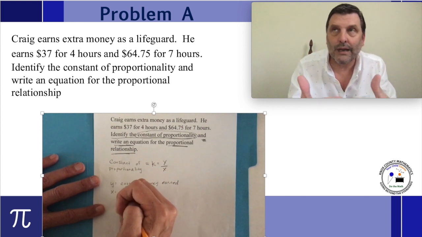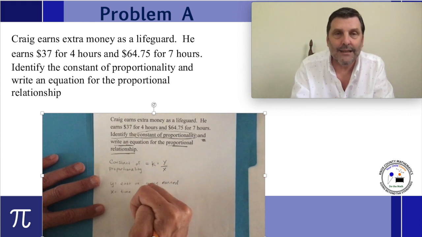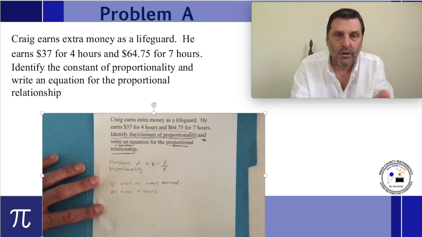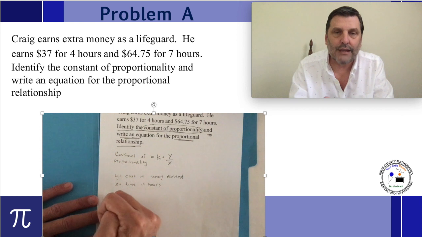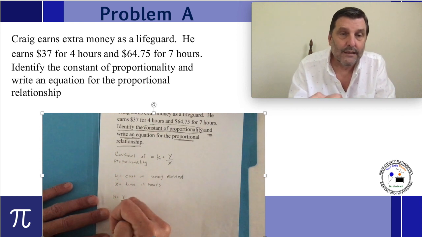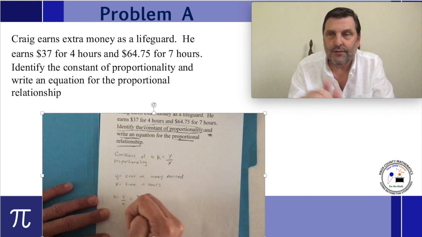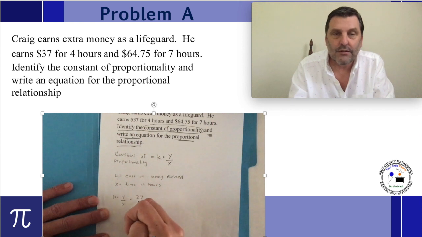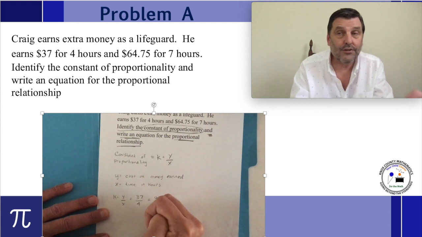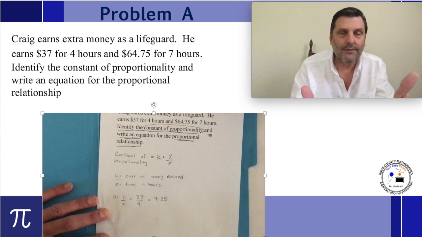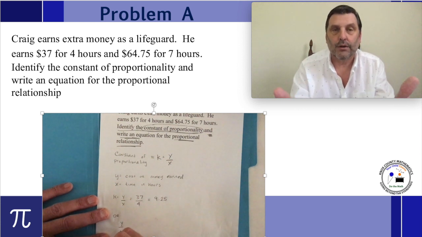So if I can find that ratio between this proportional relationship, and if it's staying the same, that is my constant of proportionality. As I said, y is your cost or your money earned, and x is your time in hours. So K is the ratio of y over x. Let's go back to our problem and see the different y's and x's we have. So 37 over 4. If I were to simplify that through division, 37 divided by 4 is 9 and 25 hundredths, or $9.25 per hour he is earning.